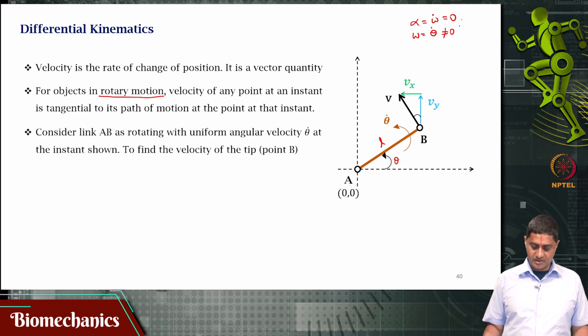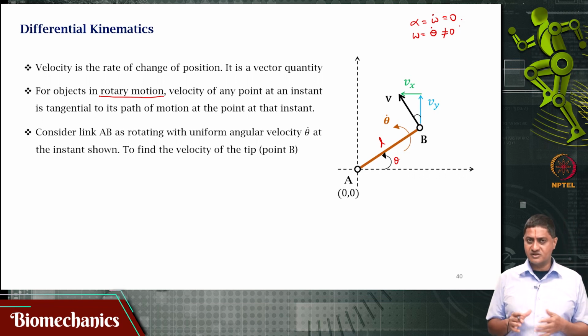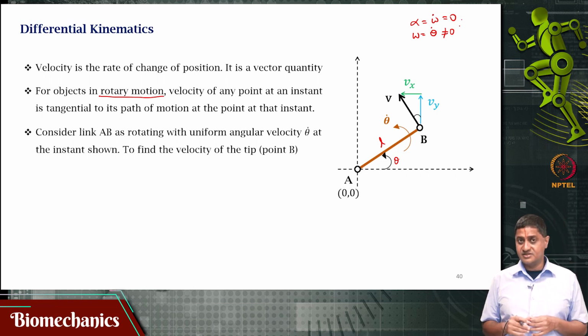With some uniform angular velocity at this instant. The question is, what is the velocity of point B, the tip or the end effector? Given that I know the link length and I know theta, I know theta dot. Let us assume that I also know omega. I know the uniform angular velocity, I know the theta at that instant, I know the link length L. The question is, what is the velocity of the end effector or the tip of this link, point B? That is the question.